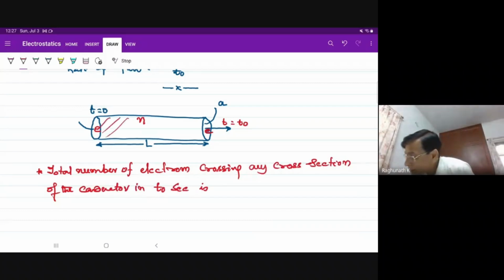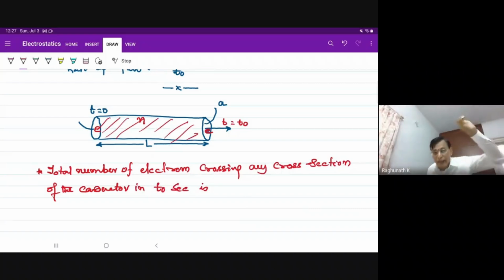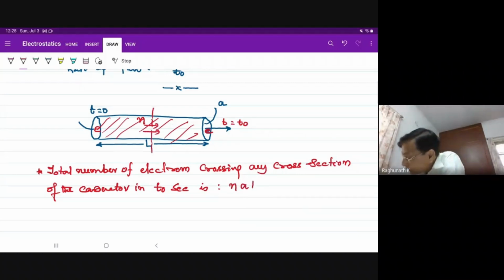All the electrons, because they are incompressible, that were present in the conductor while this electron is entering would have gone out through the other end. So many new electrons would have come in through the first end. So many electrons would have crossed each cross section in t naught seconds. What is that? n, number of electrons per unit volume, into area of cross section, into length. This is the total number of electrons crossing any cross section in t naught seconds.